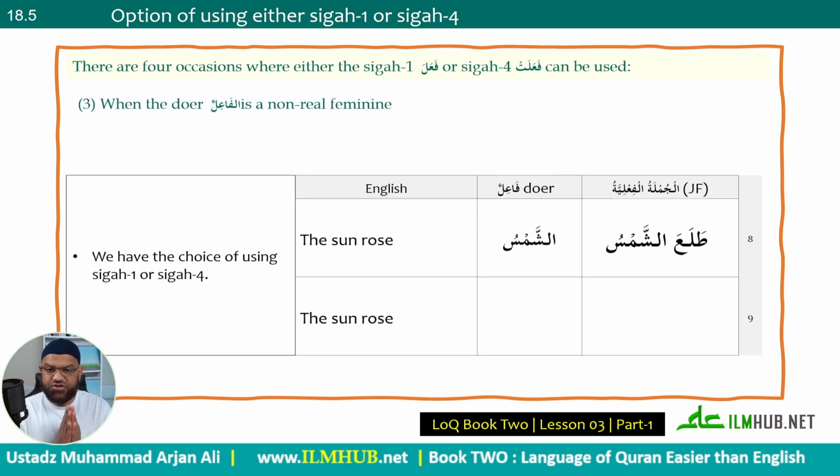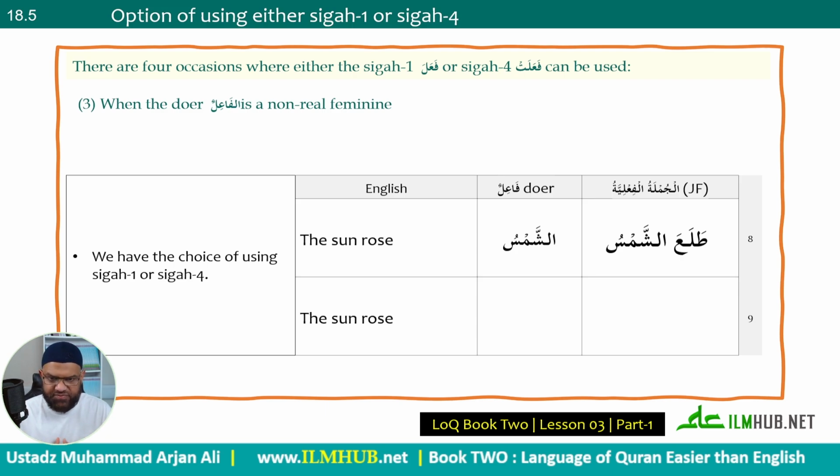The third occasion where we can use either Sighah 1 or Sighah 4 is when the doer is non-real feminine. What do I mean by that? That's been covered in lesson number 3 in book 1. What is meant by that is something treated in the language as feminine, but biologically it is not feminine. For example, the sun is feminine in Arabic, but it's not biological. In English, we wouldn't use she or he with it. It will be it. So, طَلَعَ الشَّمْسُ, طَلَعَ means to rise.